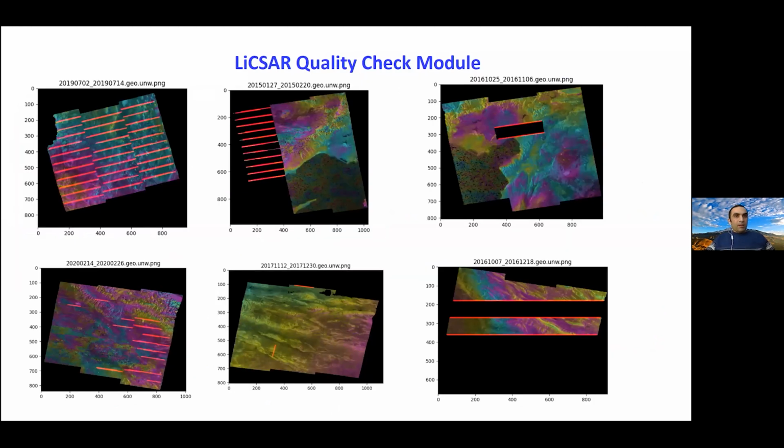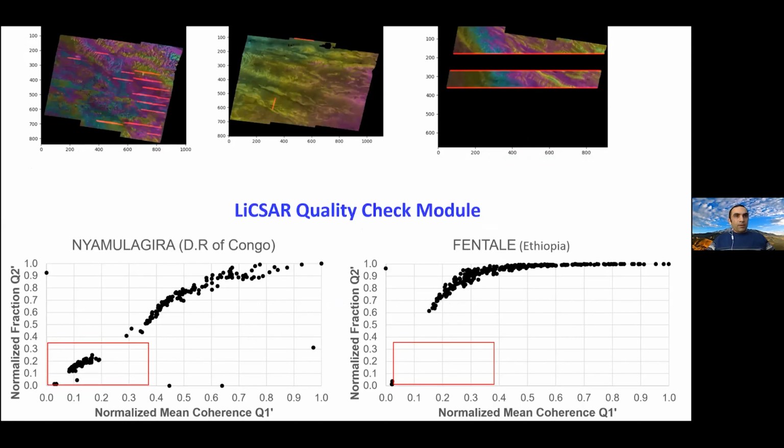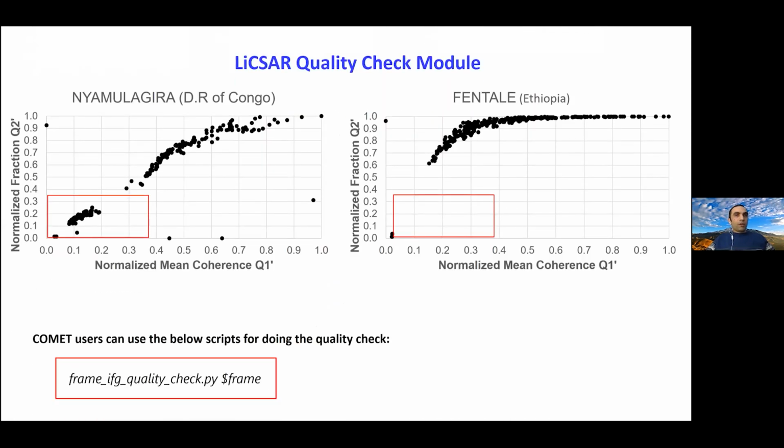And we tested the algorithm over many interferograms as training samples, and it provided good performance, although we are still trying to improve the performance of this quality check. And in the second step, the normalized mean coherence and normalized unwrapped fractions are employed to form a 2D feature space in which the bad interferograms cluster can easily be identified by defining a threshold value in this space. We run this quality check module before storing the products to the portal.